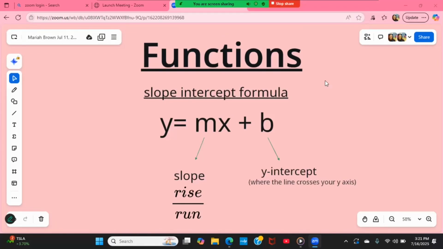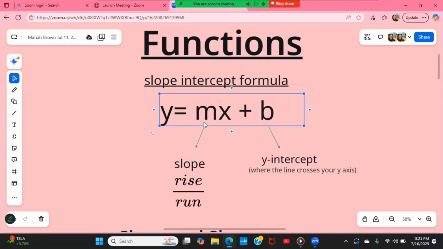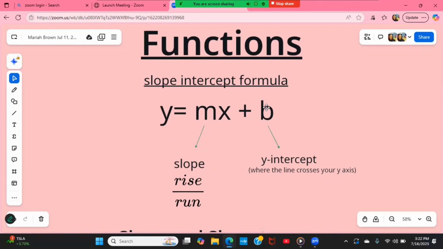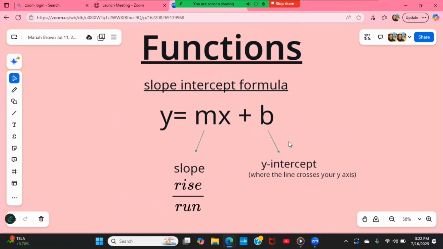Everyone, welcome back. So we're back looking at this slope-intercept formula, which is once again the most important formula for this unit, okay? In this video, we looked at the M here, which was our slope, rise over run. Today, we're going to be looking at the B in the back. B in the back. That is called your y-intercept. It is where your line crosses your y-axis.